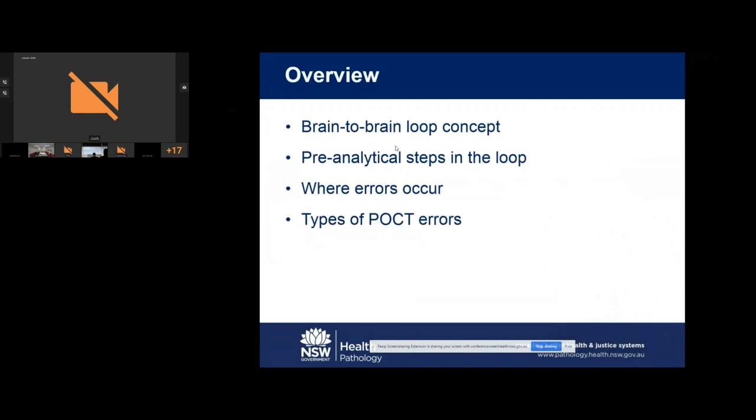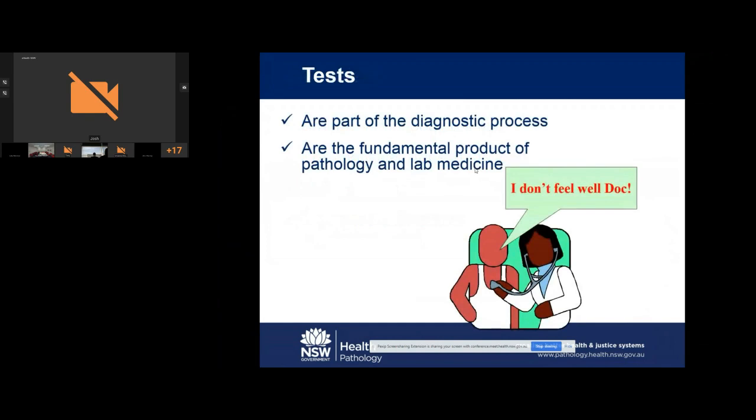Okay, so I'll be talking about point of care and pre-analytical errors before Terry goes on to give us an overview of best practice for preventing these errors. I'll be touching on the brain-to-brain loop concept, the pre-analytical steps in the loop, where errors occur, and the types of point-of-care errors. Tests are obviously part of the diagnostic process and are a fundamental product of pathology.